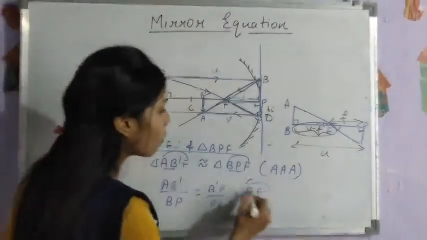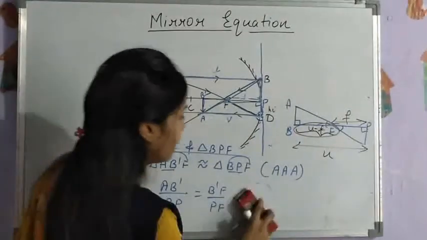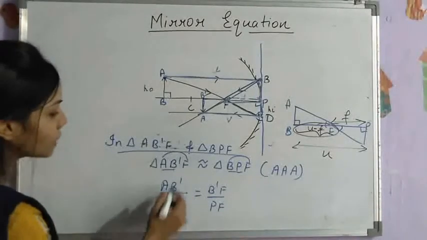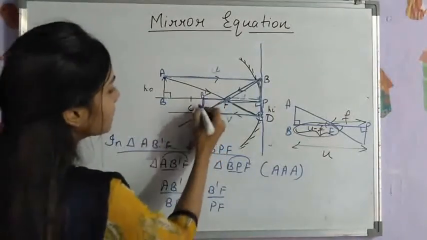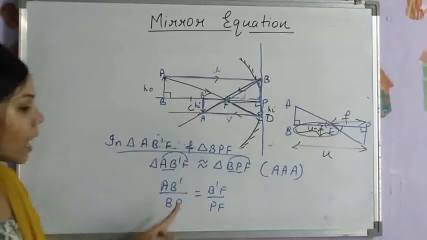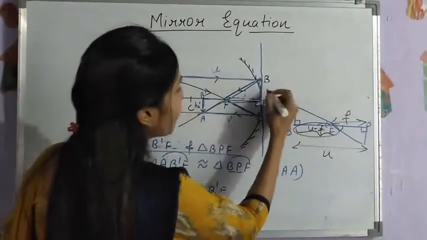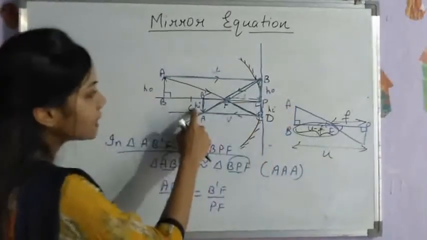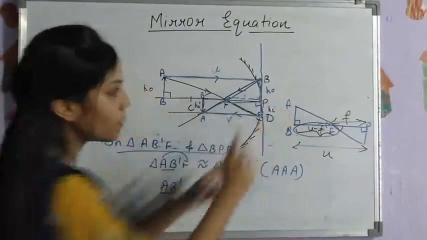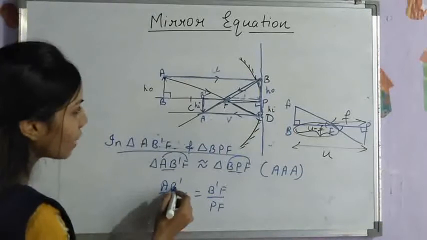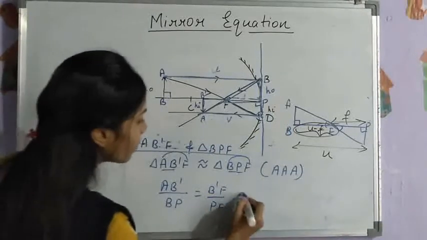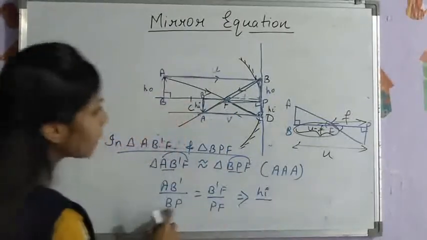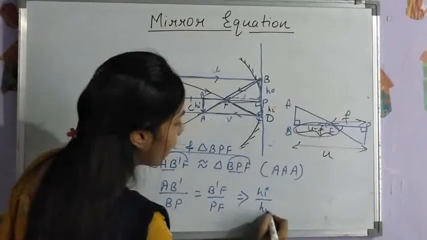Now we will omit this one because we are not interested to find out the ratio of the third side. So AB' and BP. What is AB'? AB' is the height of image. And what is BP? BP is the height of object, right? This is height of object. This will be also height of object. This is height of image. This distance will be also height of image. So instead of AB', we will write HI and BP as HO, height of object.